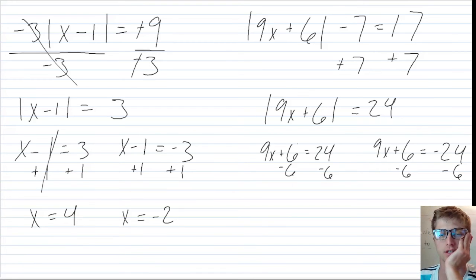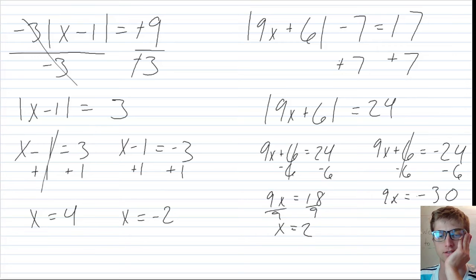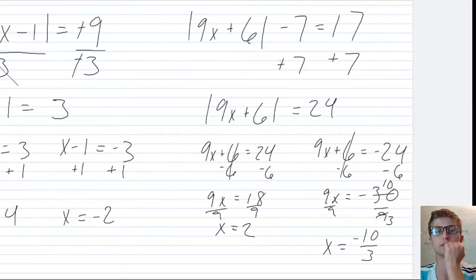Cancel. We're left with 9x equals 18, and we're left with 9x equals negative 30. In this case, we divide by 9, so x equals 2 in the first, and in the second, 30 and 9 have 3's in common, so divide by 3. So we get x equals negative 10 over 3, and x equals 2 in this case.